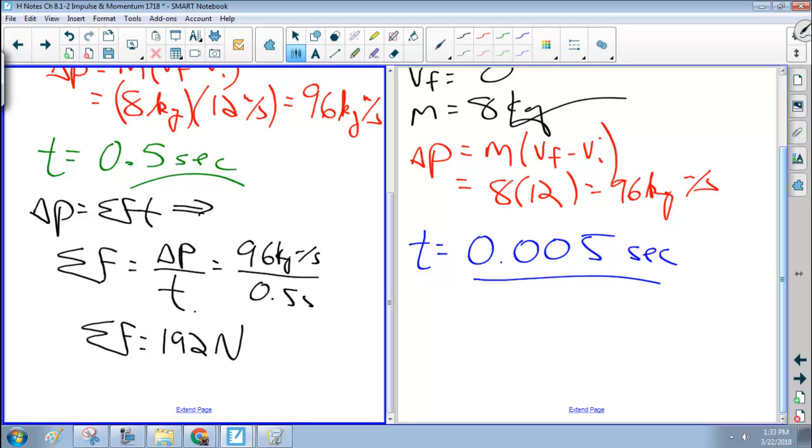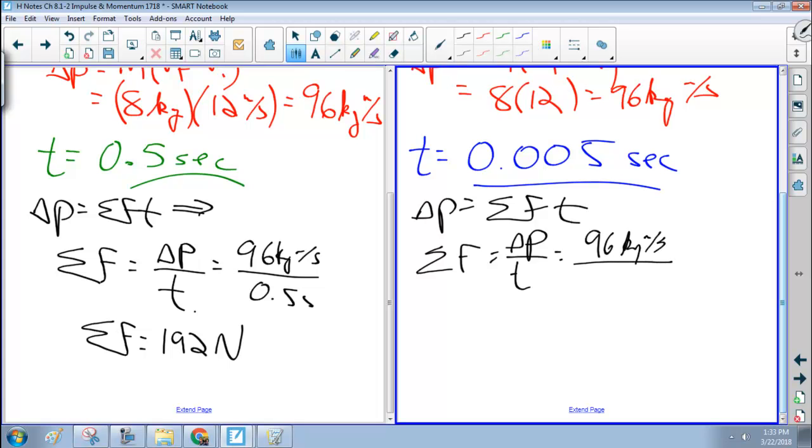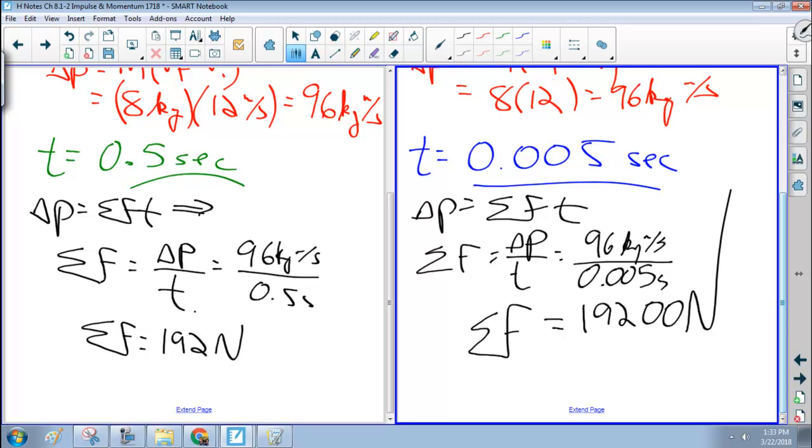Follow? Whereas over here, change in momentum is net force times time. That means that net force is change in momentum over time. So we need the same change in momentum, but it takes 1/100th of the time. And therefore we have 100 times as much force. Does that make sense, you guys? You're dividing by less time, and so it's going to take more force to create the same change.